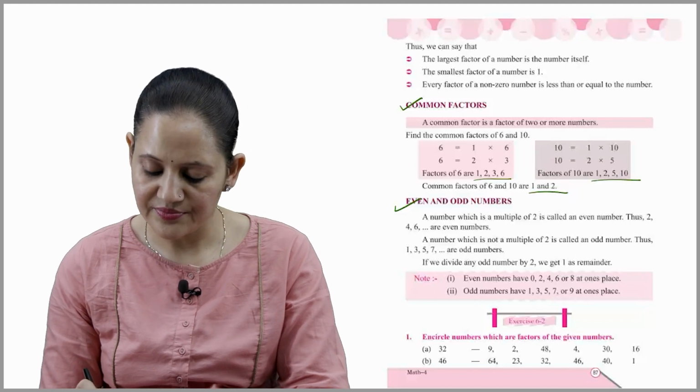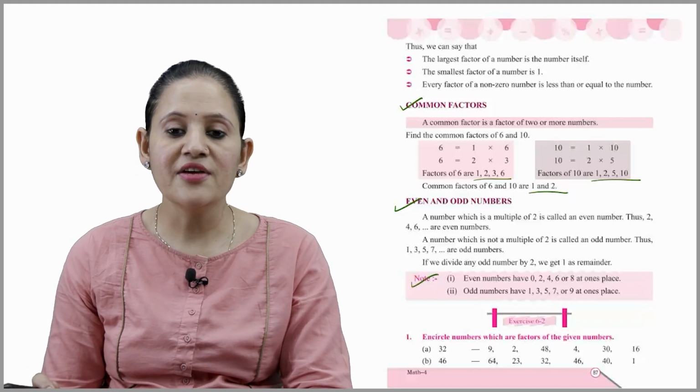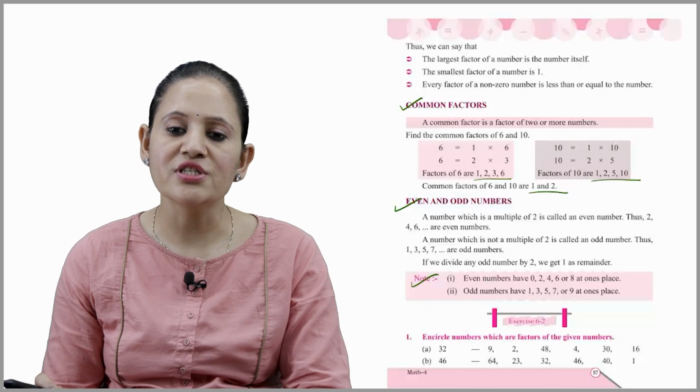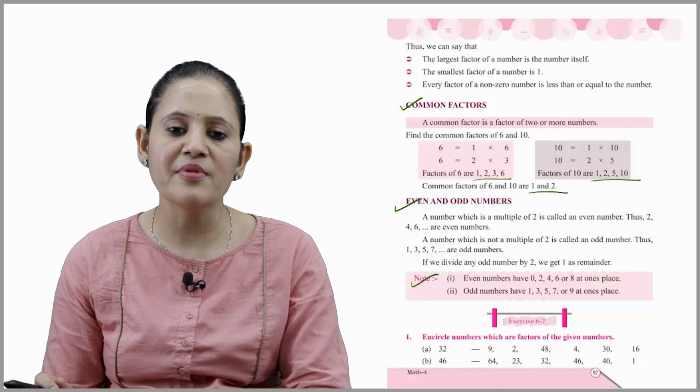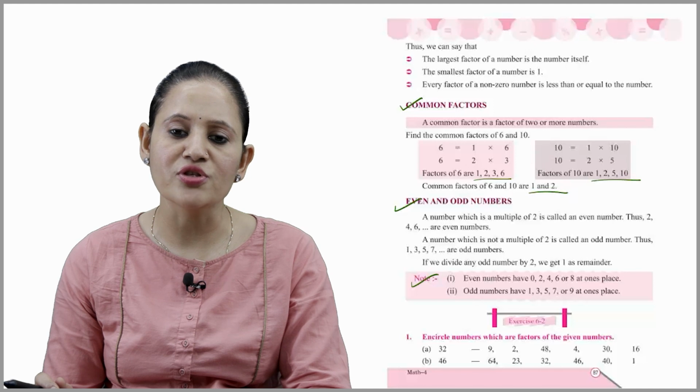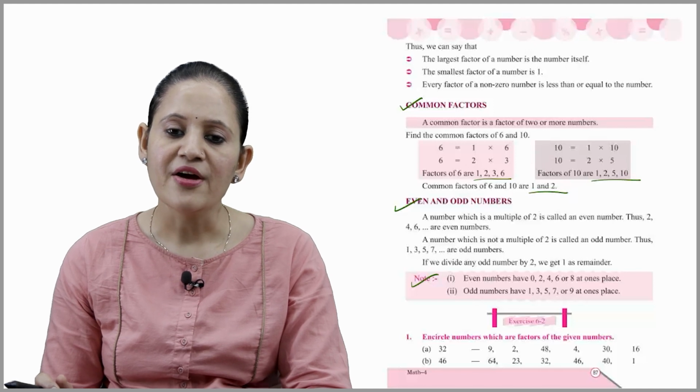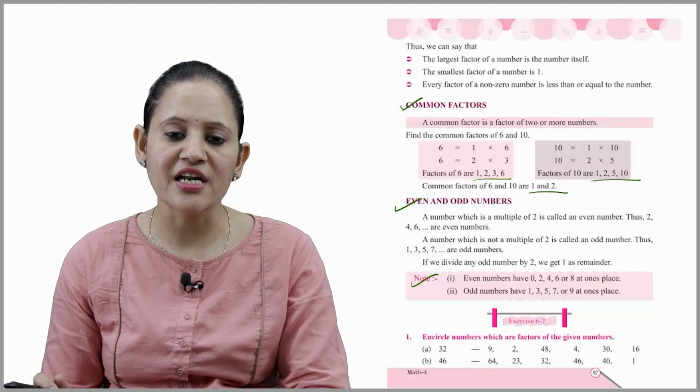Note, even numbers have 0, 2, 4, 6 and 8 at one's place. Even numbers always have 0, 2, 4, 6 and 8 at the ones place. Odd numbers have 1, 3, 5, 7 and 9 at the ones place.